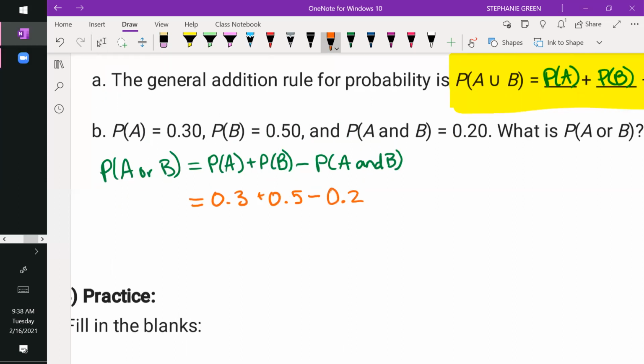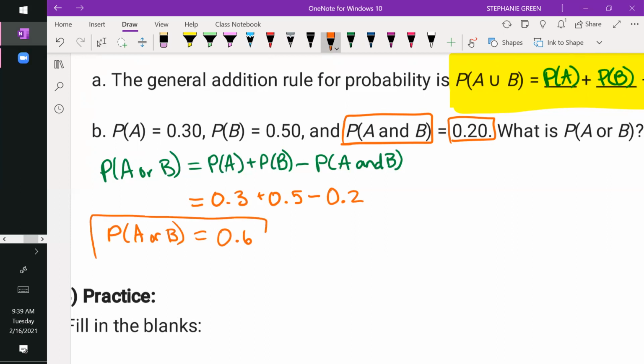I also know right away that these two events are not mutually exclusive. If these two events were mutually exclusive, then the probability of A and B would equal 0, not 0.20. Okay, so continuing here, go ahead and finish this off. 0.3 plus 0.5 is 0.8, minus 0.2 is 0.6. So the probability of A or B, the probability of A union B, is 0.6. Ta-da.